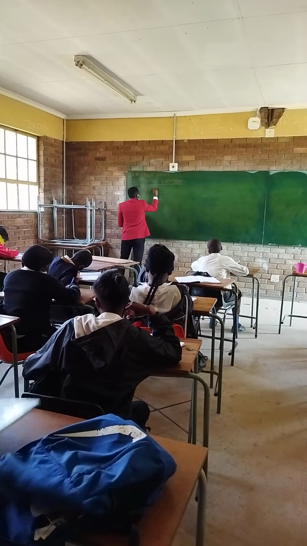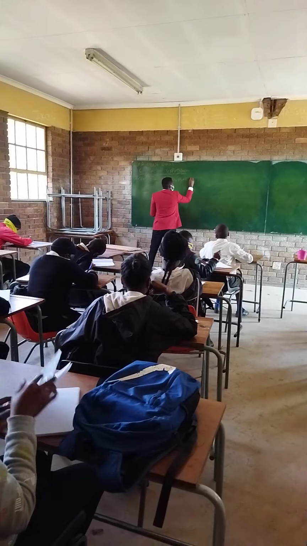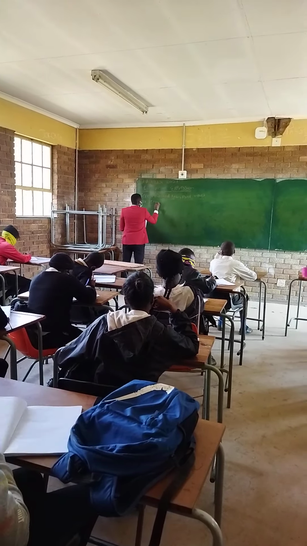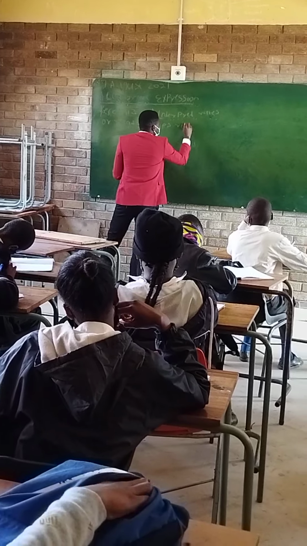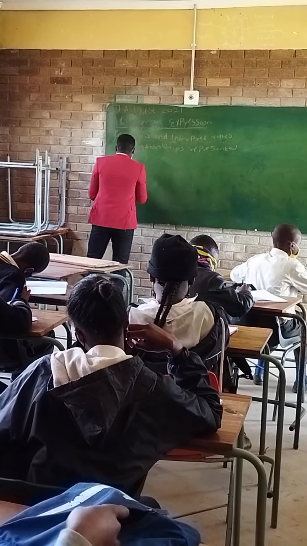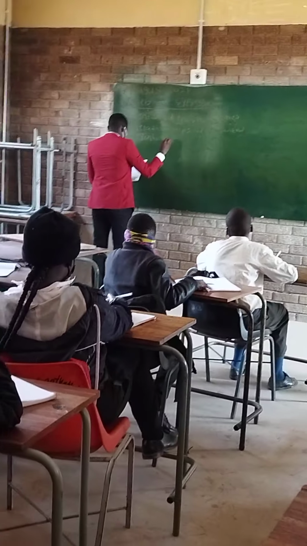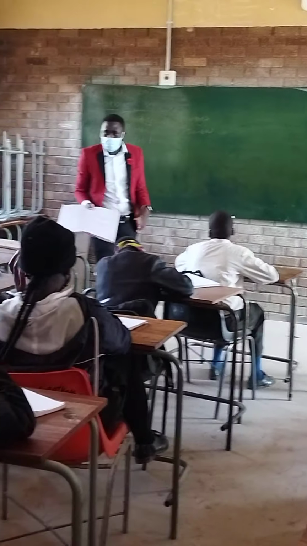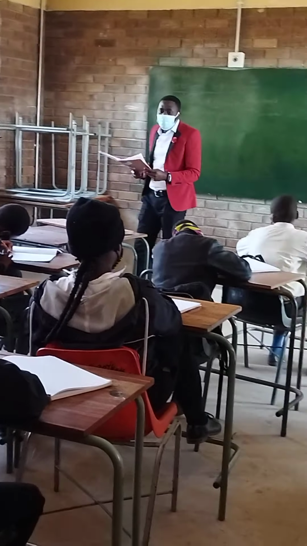Recognize and interpret rules or relationships represented in symbolic form. Okay? Before we start, we need to know there are some terminology or some words that we need to know. Okay? We have something called variable.